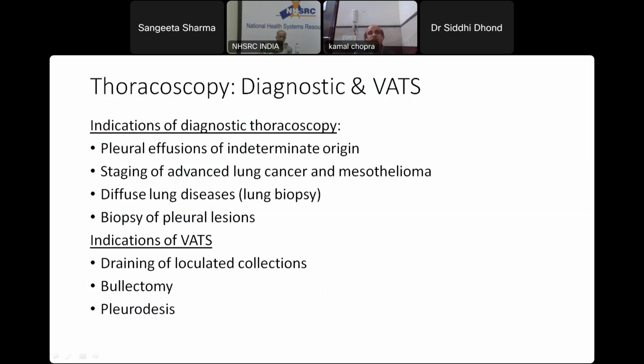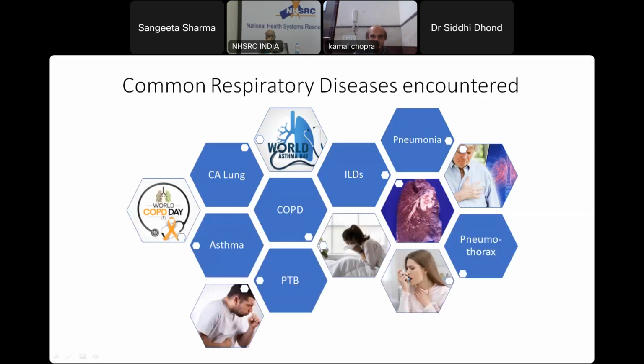VATS is usually done when there is a loculated collection of fluid in the pleura. Sometimes some bullae are there which are at the verge of rupture. We can do bullectomy also. And then pleural disease: sometimes there is recurrent pleural effusion accumulation. So through VATS, we can introduce some adhesive material so that the parietal and visceral pleura get stuck with each other, no potential space, no further fluid collection.